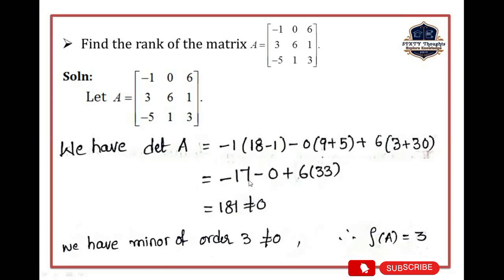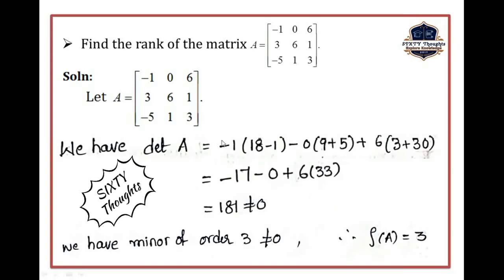Suppose that term is also 0. Again we reduce that matrix. We get only a 1 by 1 matrix, which means we get only one element. Again we find the determinant value. So obviously we get not equal to 0. Therefore the rank of that matrix is 1.